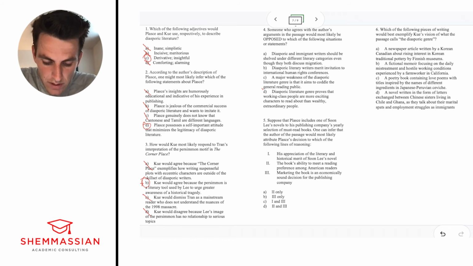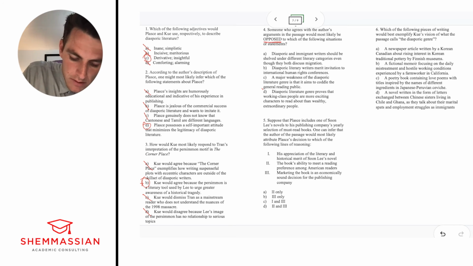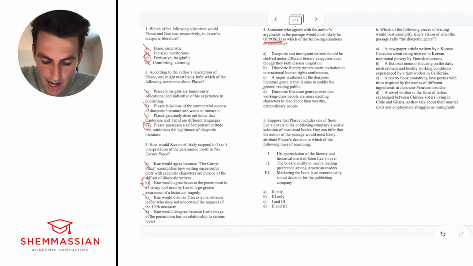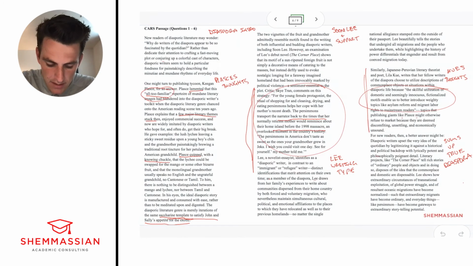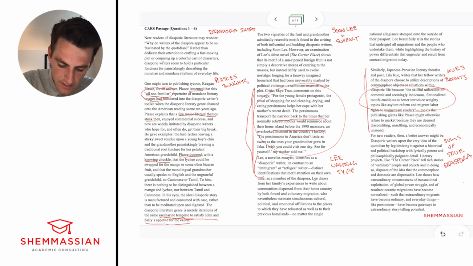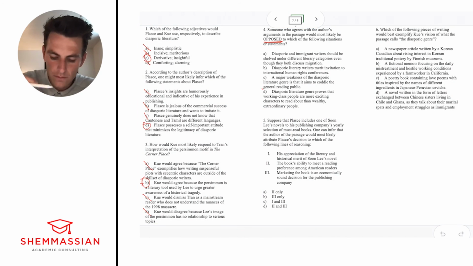4. Someone who agrees with the author's arguments in the passage would most likely be opposed to which of the following situations or statements. So we want to highlight opposed. A, diasporic and immigrant writers should be shelved under different literary categories, even though they both discuss migration. There was a place in here that talked about diasporic writers and immigrant writers each deserving their own category. So I don't think that's opposing.